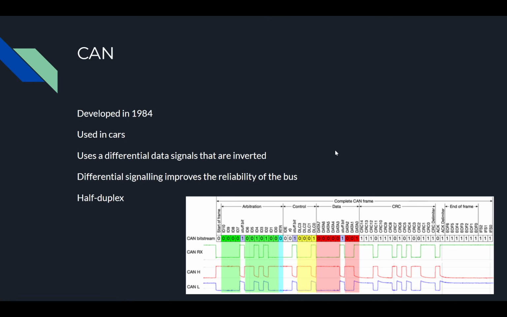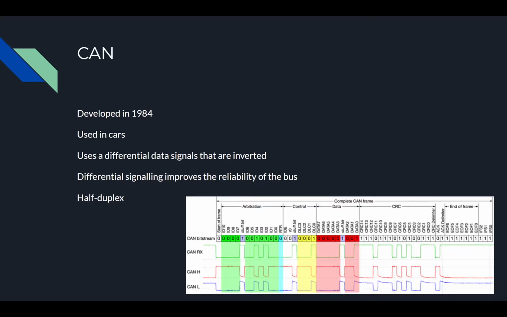Now, this is the CAN standard. It was developed in 1984. It is very commonly used for cars. One of the main features of this is that you have high and low signals, and they're differential, and they are inverted from one another.